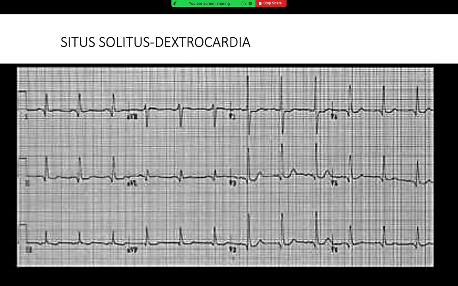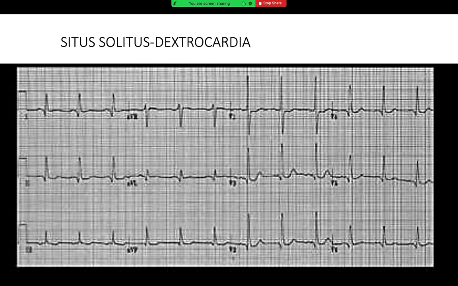Similarly, if you look further at V1, V2, what do we notice? The R waves are very prominent. Yeah? Similarly, the RS complexes in the right precordial leads are pretty prominent as well. How do we see whether it is a D loop or an L loop? L loop is for levo, D for dextro. If we notice Q waves in the left precordial leads, this is what is called the D loop. If it is an L loop, there will be Q waves in the right precordial leads and, of course, absent in the left sided.